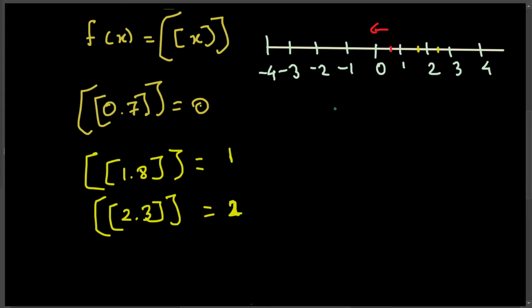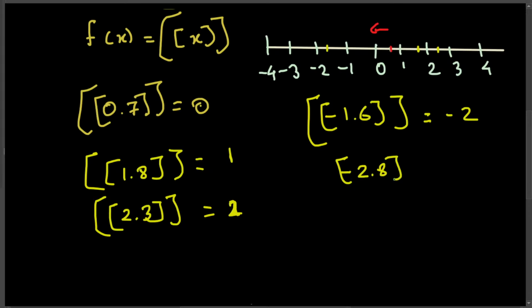Let's look at the greatest integer of -1.6. Look at the left side. -1.6 is somewhere here, and if you look at the left side, that's -2. So the greatest integer of -1.6 is -2. Let's look at -2.8. Locate -2.8 first, that is right here. What is the value on the left side? That's -3.